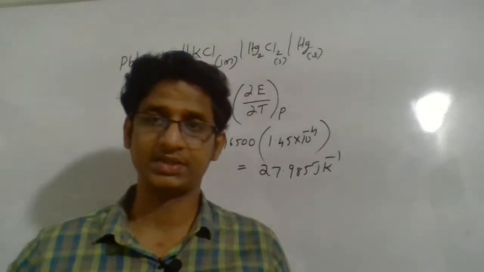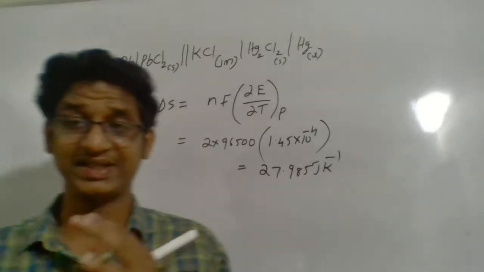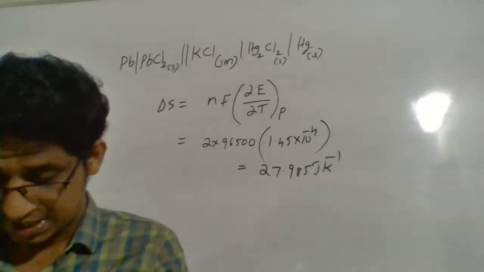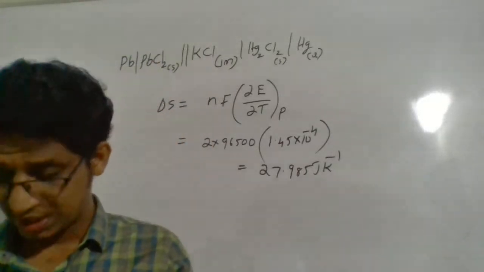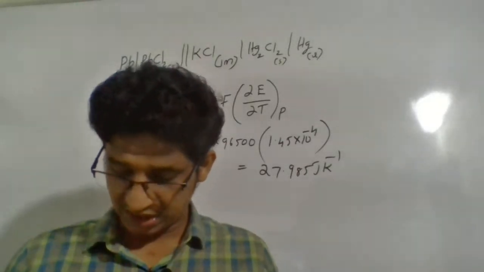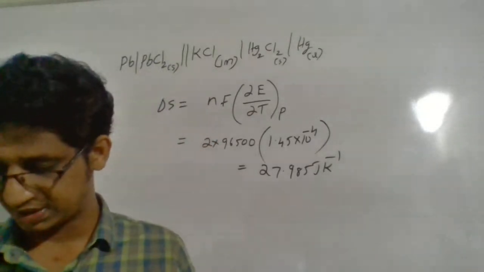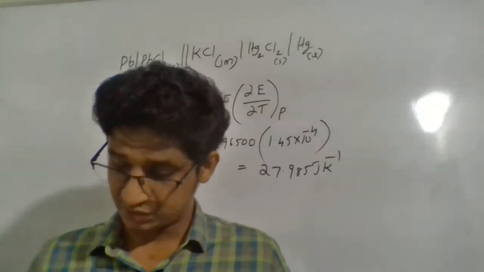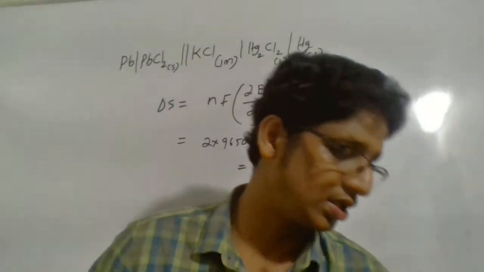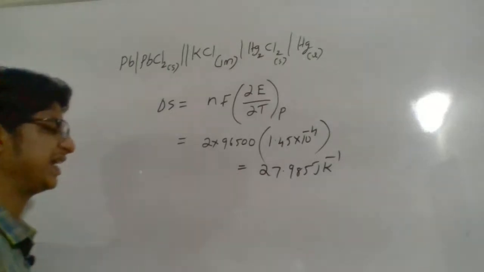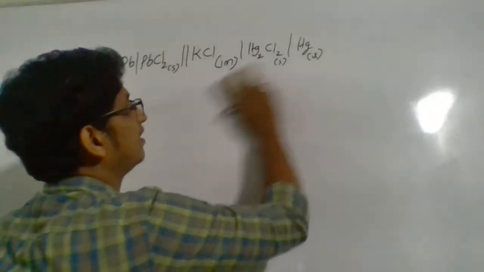That is the answer for delta S. It is very important to remember the equations. Let us recollect: delta G is equal to minus nF E cell, delta H is equal to nF into T into dou E by dou T minus E, and delta S is equal to nF into dou E by dou T. These are the equations for delta G, delta H and delta S respectively for a cell reaction.